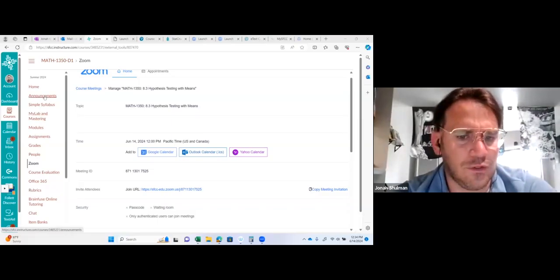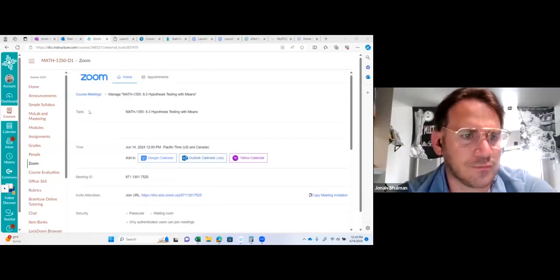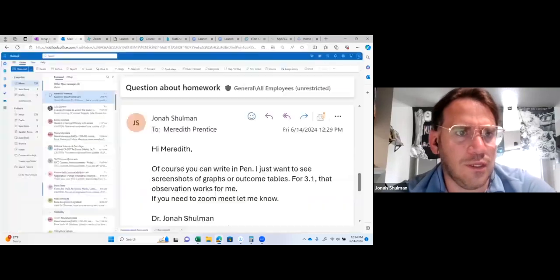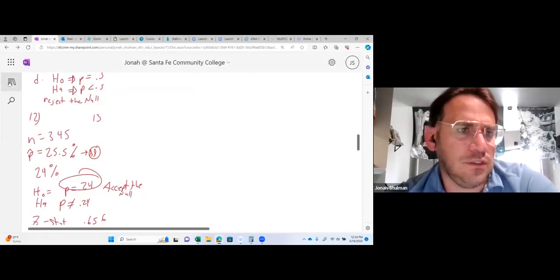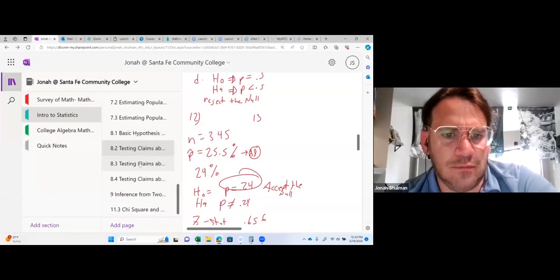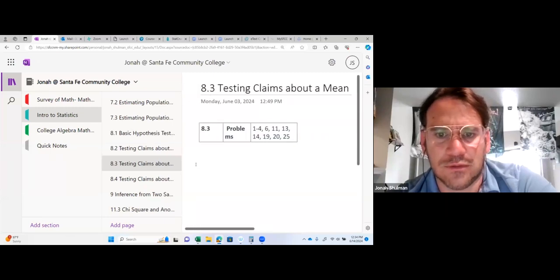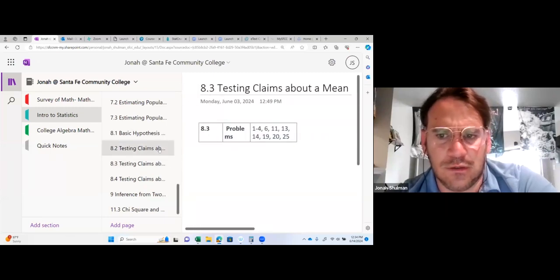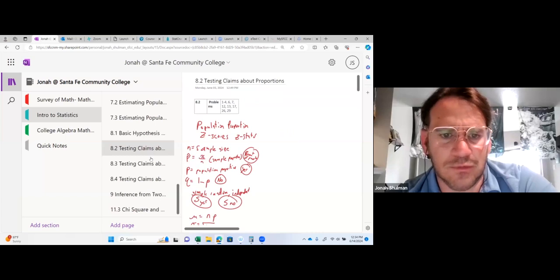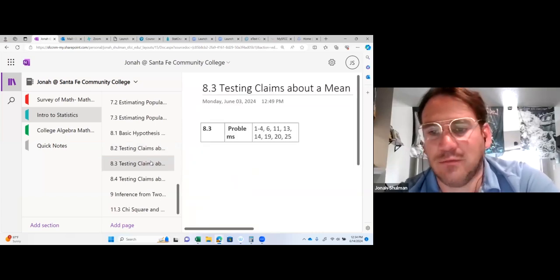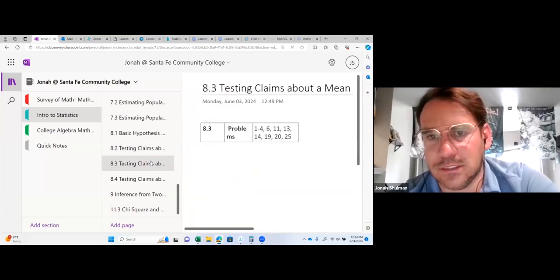So here we go. Let's share the screen and let's get into it. So the first one is, we're here in this giant set, and I'm going to go to 8.3, testing claims about a mean. Literally the same problems for all of these, but I'm fine with that. 1 through 4, 6, 11, 13.